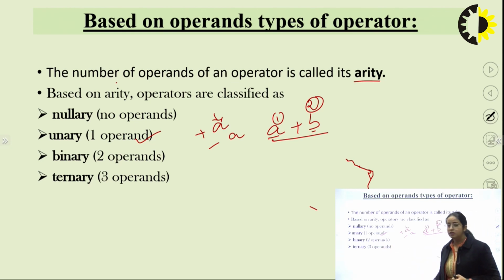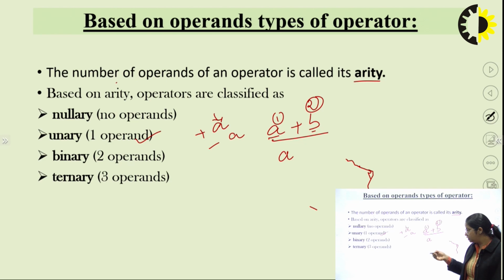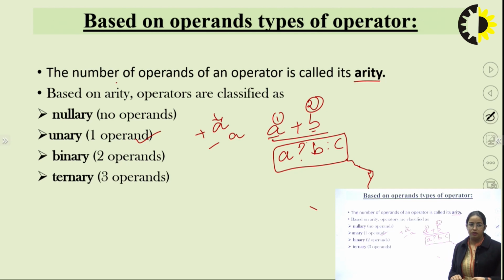Then we have the ternary operator. Ternary operator is where we have 3 operands. We have the example of the conditional operator, where we take like this: A ? B : C. This is an example of a ternary operator, where we have 3 operands. So these are the 4 categories of operators, based on the number of operands we are using.